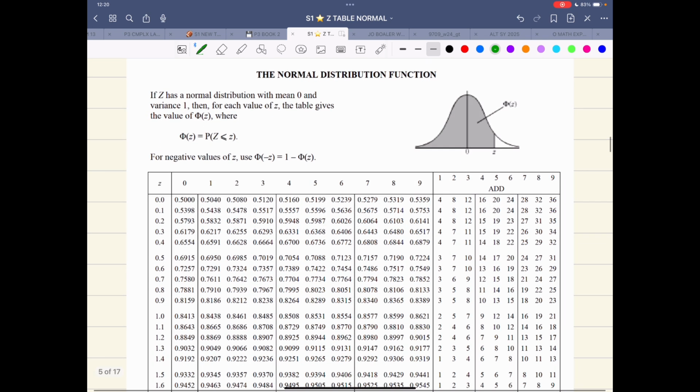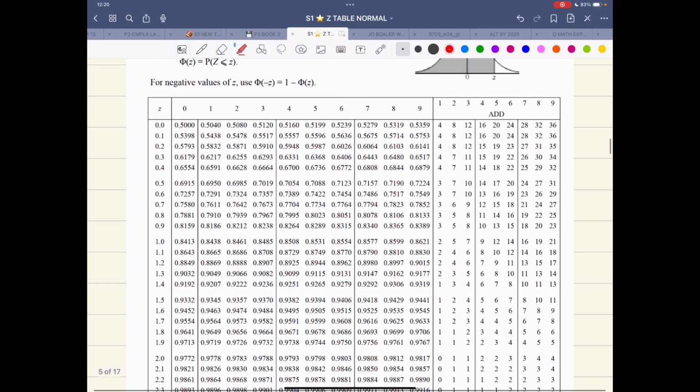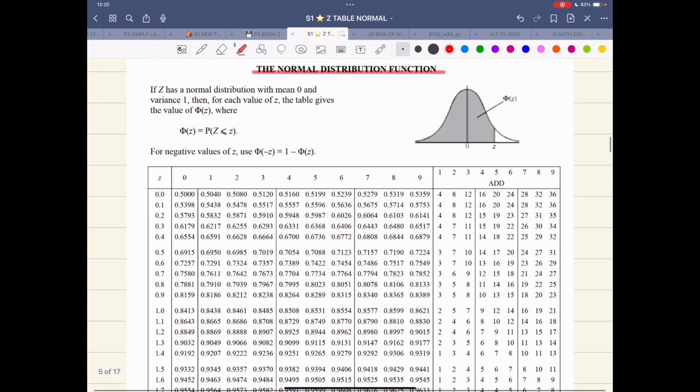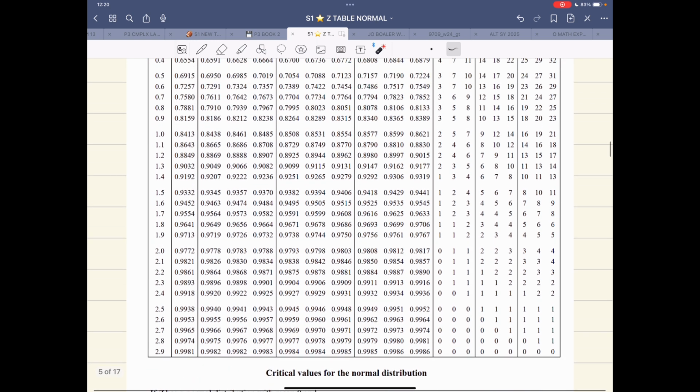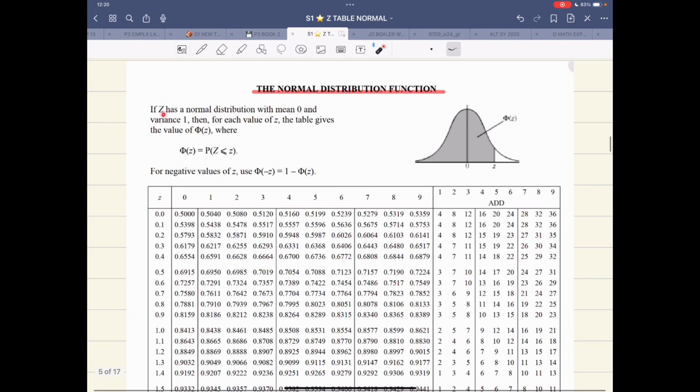So now this is how the normal distribution function and its associated graph looks like. It's a long table. There is a formula, but of course the formula is too difficult, so somebody took the initiative and jotted down all these values. Now it says if Z has a normal distribution with mean 0 and variance 1, then for each value of z, the table gives the value phi of z, where phi of z is the probability Z less than or equal to z. I'll just explain it in a short while.